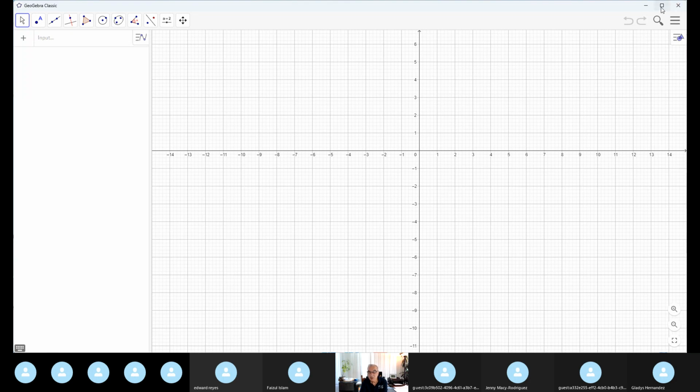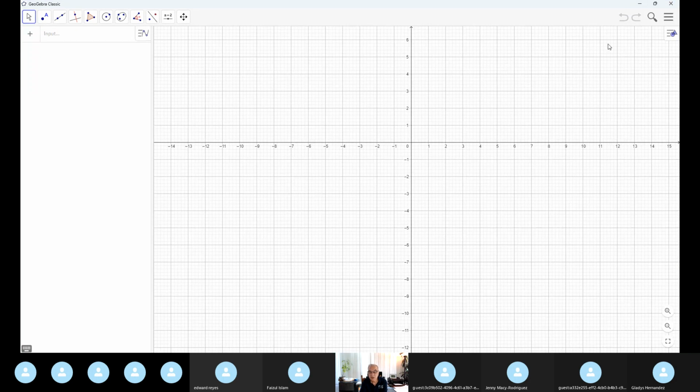Okay, let me maximize the window. Can you see GeoGebra very well? Yes or no? Yes. This is my application. This is not online. You don't necessarily need to open it now, guys. You open it after, and you decide whether to download it or not.